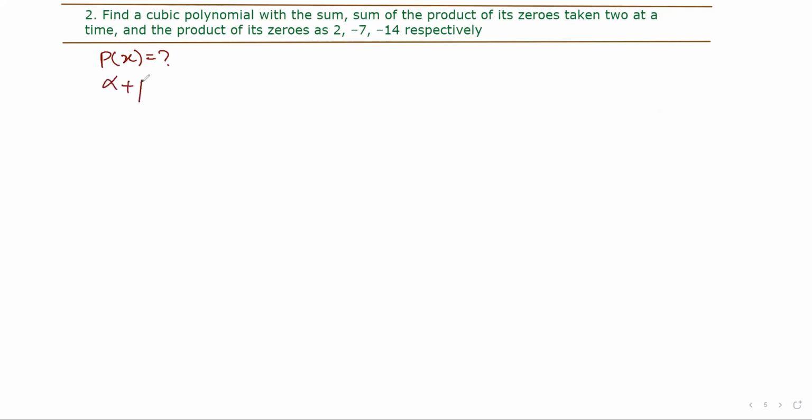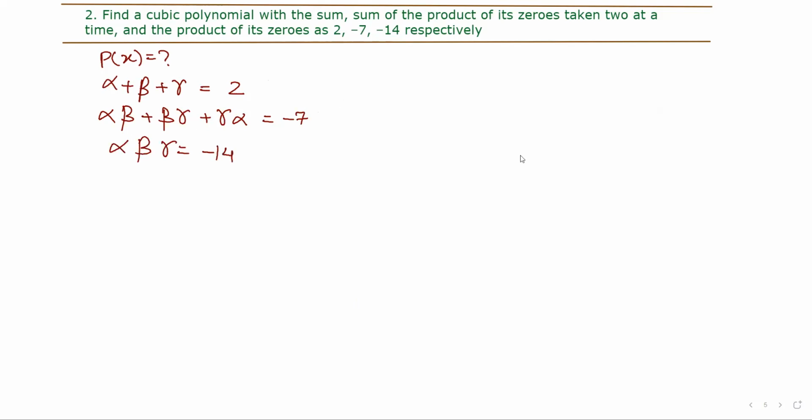It's given that alpha plus beta plus gamma, the sum of zeros, is 2, first value. The sum of product of zeros taken two at a time, which means alpha beta plus beta gamma plus gamma alpha, is equal to -7, second value. And the product of zeros alpha beta gamma is equal to -14.